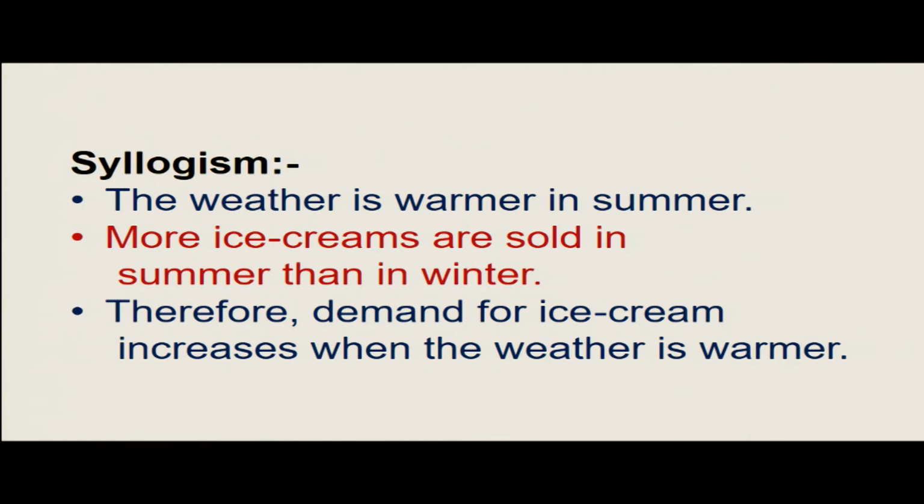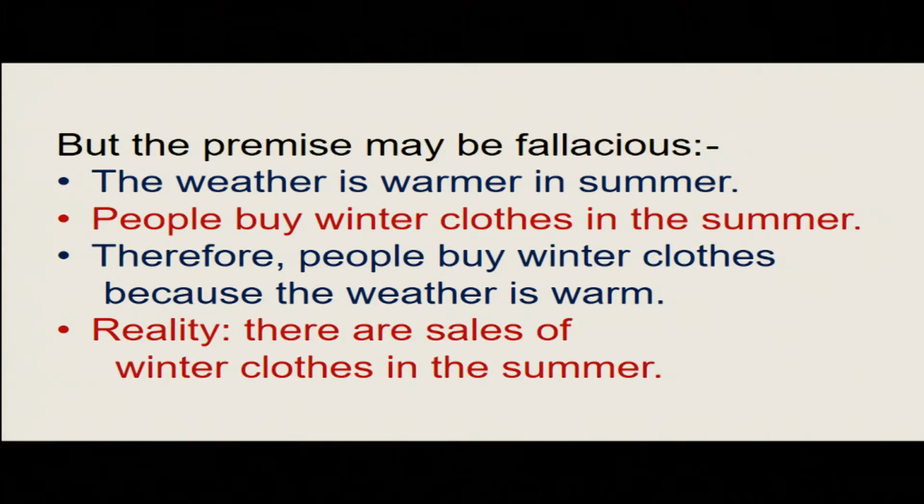So in a case like that, the causal relationship is fairly simple, it's fairly easily tested, and it's fairly easily verified by both logic, and you could go out and you could ask people why they bought an ice cream. And you could also count the number of ice creams sold in winter and in summer, and therefore verify your hypothesis. What about a fallacious syllogism, however? The weather is warmer in summer.